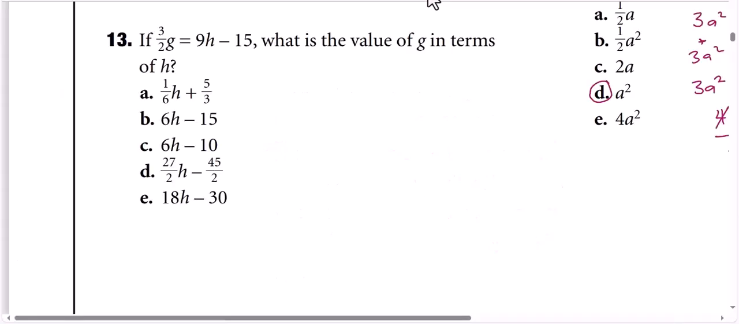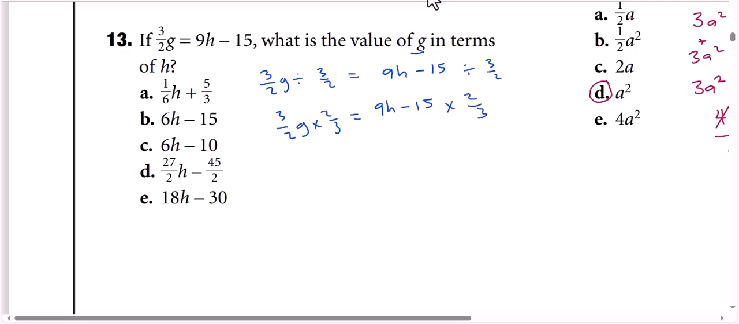That's option A. Okay, so for the next question, we'll have 3 over 2 g is equal to 9h minus 15. We're meant to make g stand alone, right? So here we can multiply both sides by 2 over 3. Obviously we have 3 over 2 g times 2 over 3 is equal to 9h minus 15 times 2 over 3. So 2 cancels 2, 3 cancels 3, so g will stand alone. G is alone here. Then we distribute 2 here, so this becomes 18h minus 30 over 3.